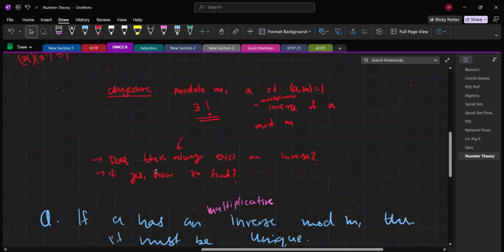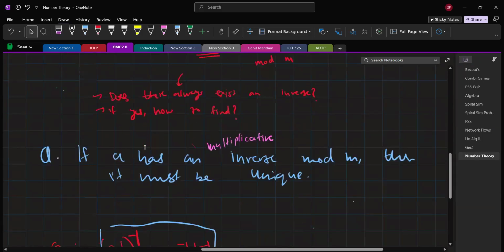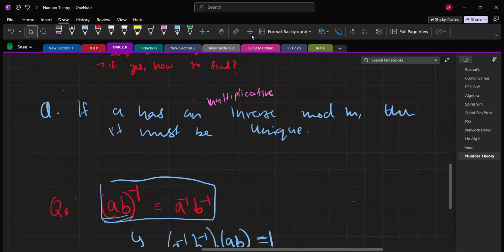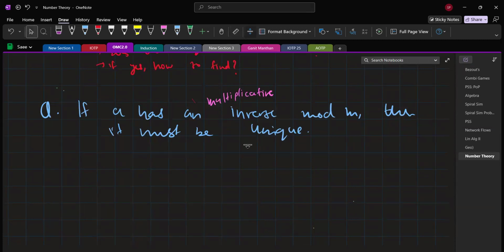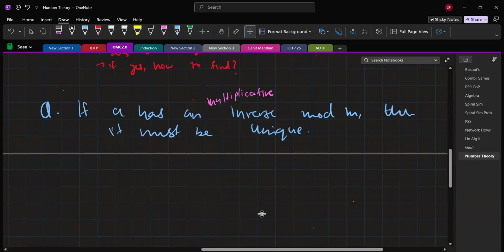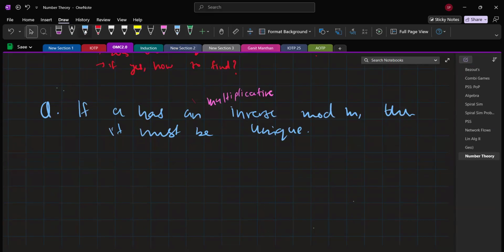Okay, I think let's try to prove this. If there exists an inverse, then it has to be unique. I think this will open a lot of doors for us. Let's open some doors. Let's prove by contradiction. So assume the contrary. So what do we assume? That A has 2 inverses, right?